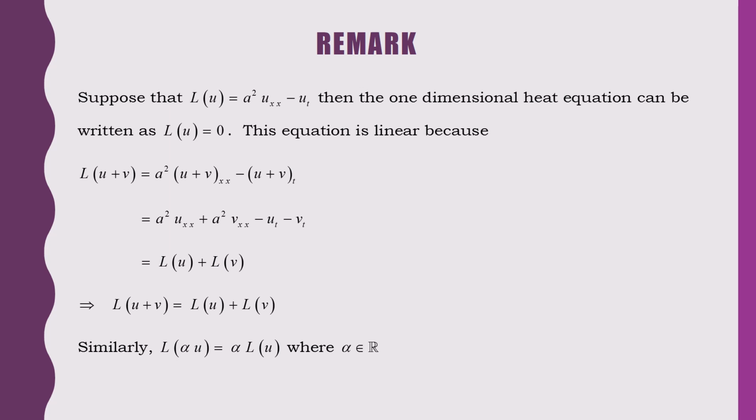If we compare this equation with A u_xx + B u_xt + C u_tt + D u_x + E u_t + F u = G, we obtain that A = a², B = 0, C = 0, D = 0, E = −1, F = 0, and the right-hand side G = 0.